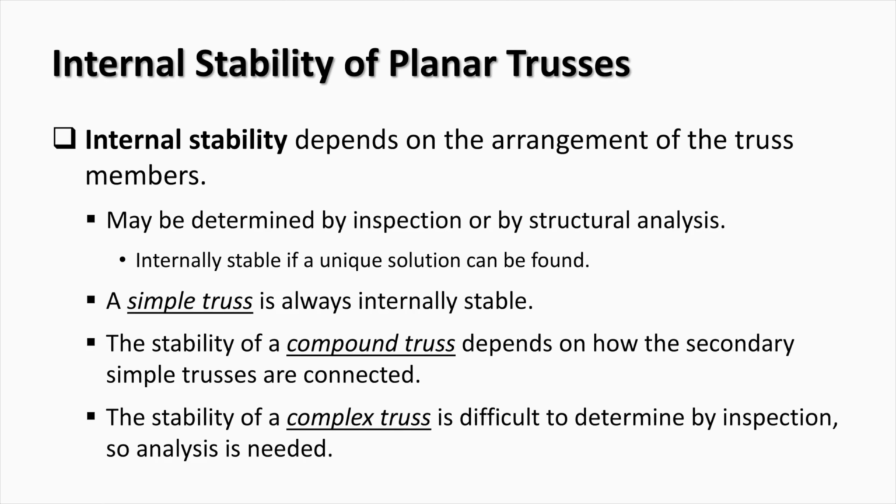A simple truss is always internally stable, while the stability of a compound truss depends on how the secondary simple trusses are connected. The stability of a complex truss is difficult to determine by inspection. Usually, complex trusses are analysed to determine their stability.